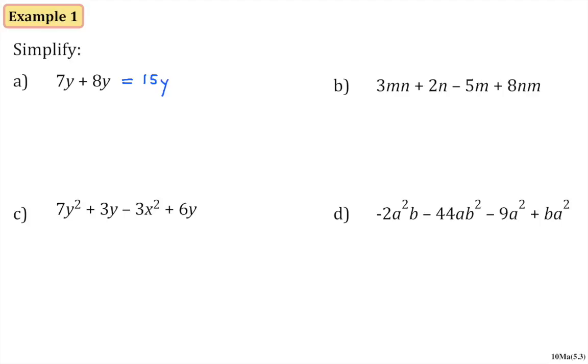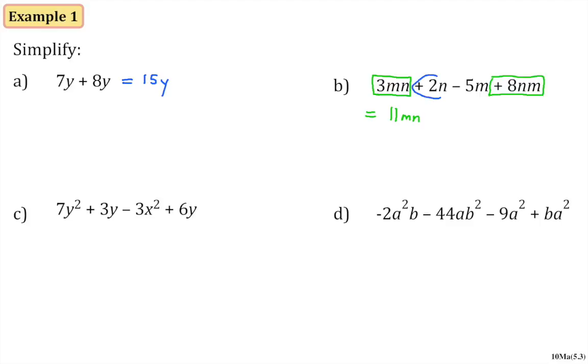With part B, I can see that there is a term that has a 3mn, another term that has a 8nm. It doesn't matter about the order of the letters as long as the letters are the same. So 3 plus 8 is 11, so I have 11 lots of. Now should I write mn or nm? Normally we choose the alphabetical order.